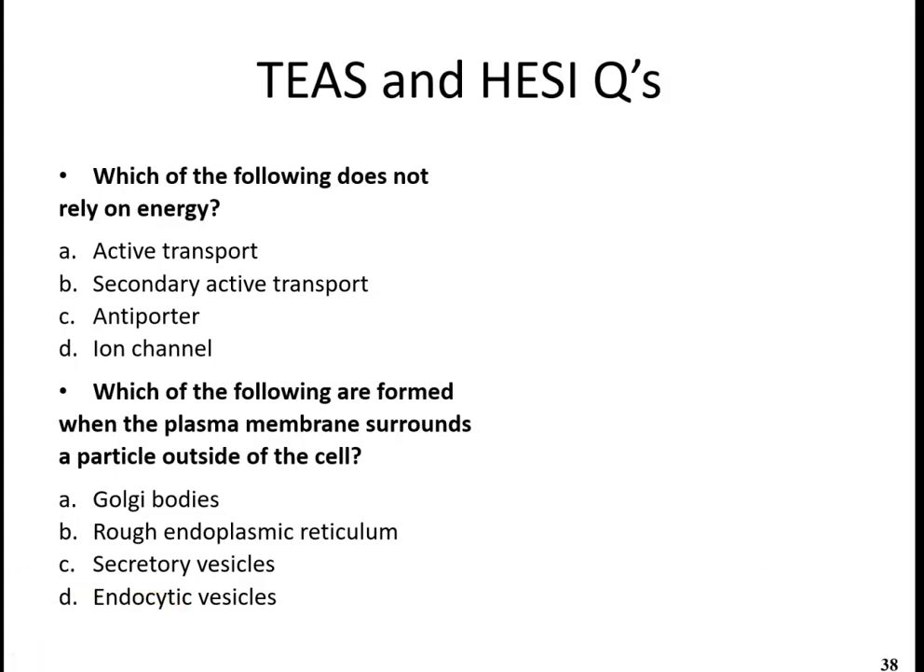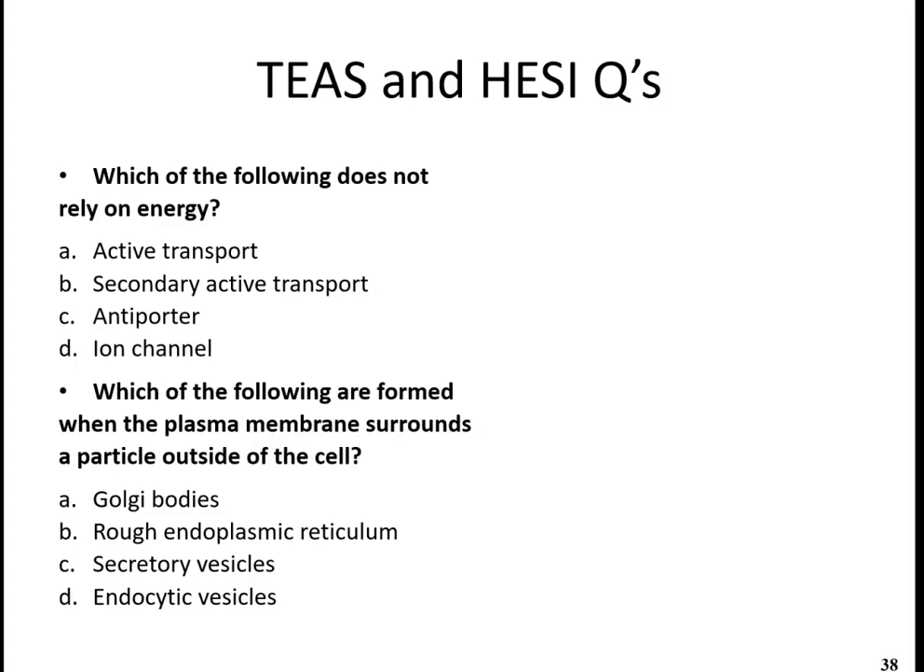Okay, so questions. Which of the following does not rely on energy? Active transport? Well, no, because by definition, active transport relies on energy. Secondary active transport? No, that's a type of active transport. An antiporter relies on the energy of that second substance being moved down its concentration gradient, so that's not the correct answer. The correct answer is D, ion channel. Remember that these don't require energy. In fact, they help facilitate diffusion where no energy is required.